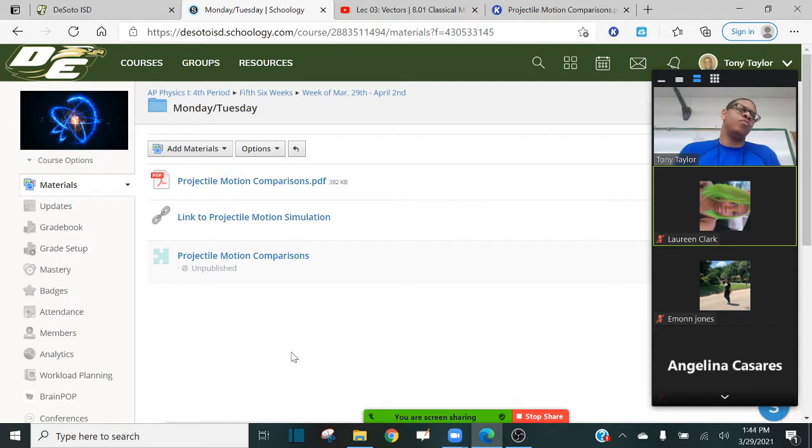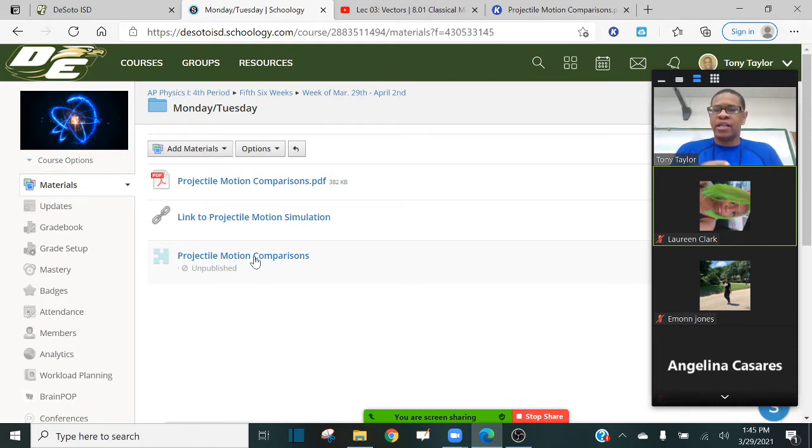So today, we're going to be talking about projectile motion. Remember, last week we talked about circular motion. Today, we're going to be focusing on the concepts behind projectile motion. Of course, today is basically just dealing with concepts. We're not going to be utilizing any math or any equations. It's solely focusing on concepts.